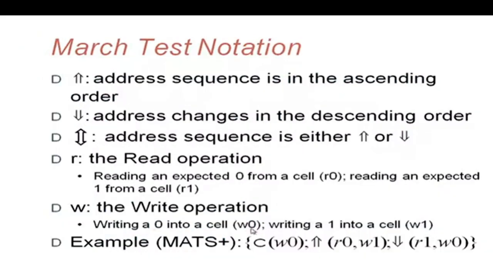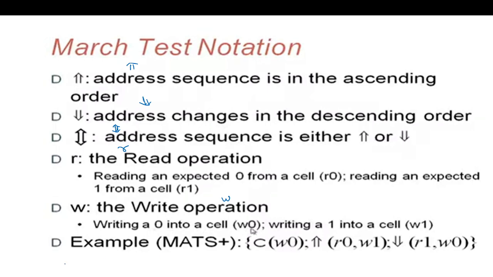The next is March test notation. So we have seen this notation. This address sequence is for ascending order. Address changes in this descending order, and this symbol represents that the address sequence is either increasing or decreasing, that is ascending or descending order. R is for read operation: R0 reading an expected 0 from a cell, R1 reading an expected 1 from a cell. And W is for write operation: W0 writing a 0 into a cell, W1 writing a 1 into a cell.